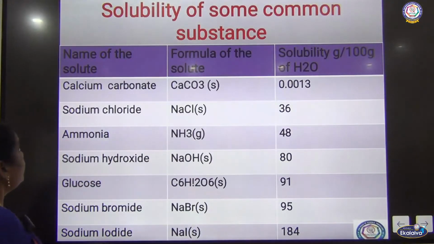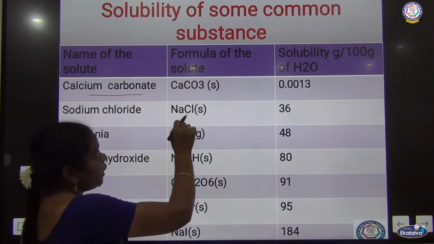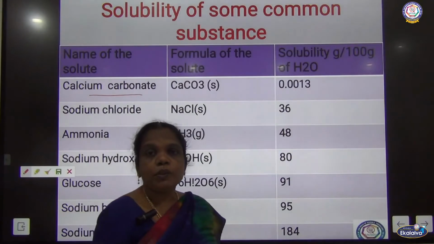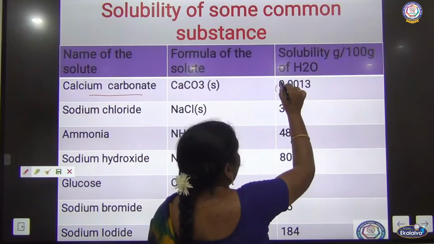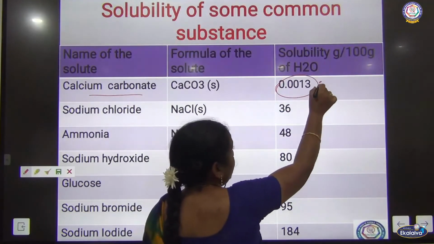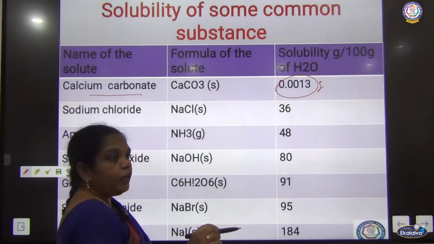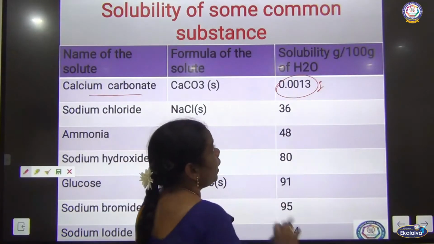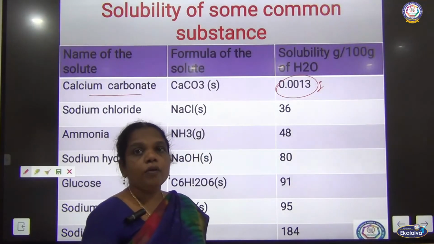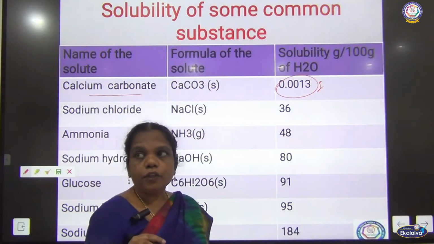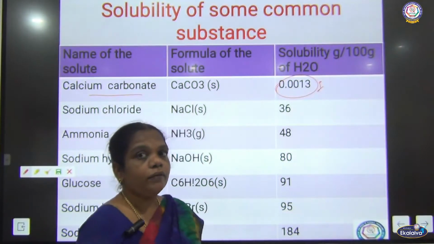Now you can see that for calcium carbonate, if you want to prepare the saturated solution of calcium carbonate, you can dissolve only 0.013 gram of calcium carbonate in 100 gram of water. Above that, if you add more it won't dissolve and it will be settled at the bottom of the container.